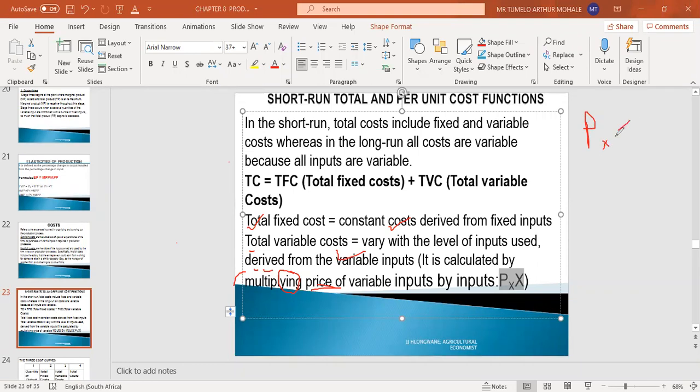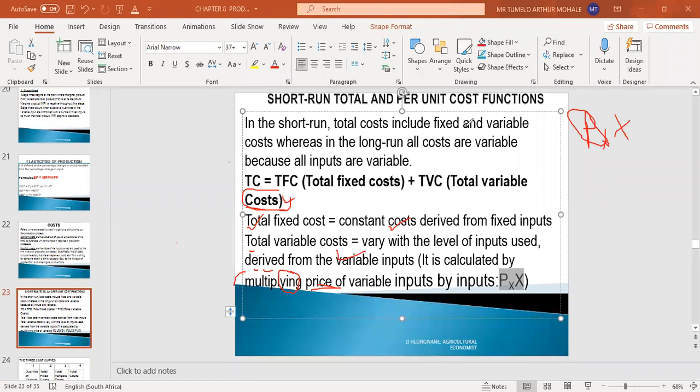So the reason they are using the price of X to calculate the total variable cost is one and only one. Remember, the costs we are talking about here are the costs we incur to acquire the resources that we are going to use to produce goods and services. Is that not true? The costs that we incur are on the acquisition of the materials that are going to be used in the production of goods and services.